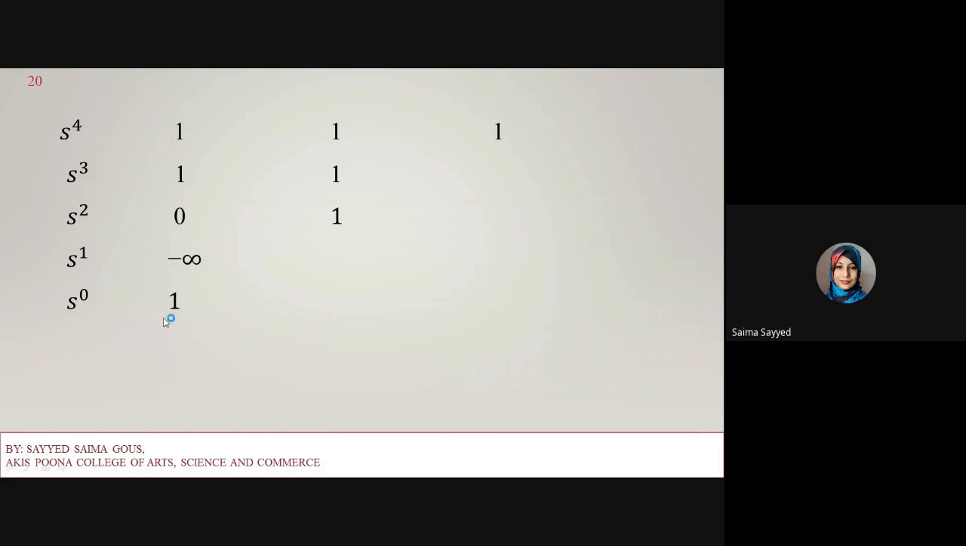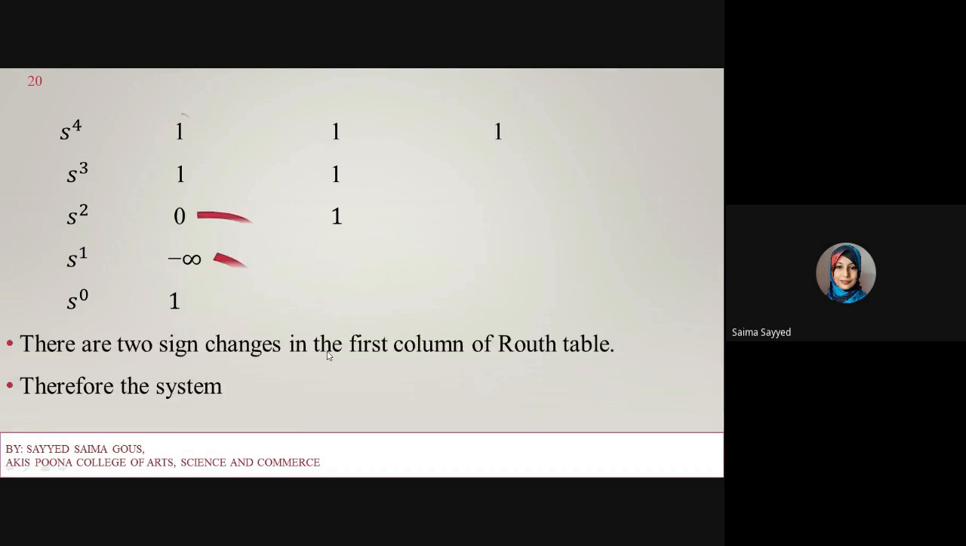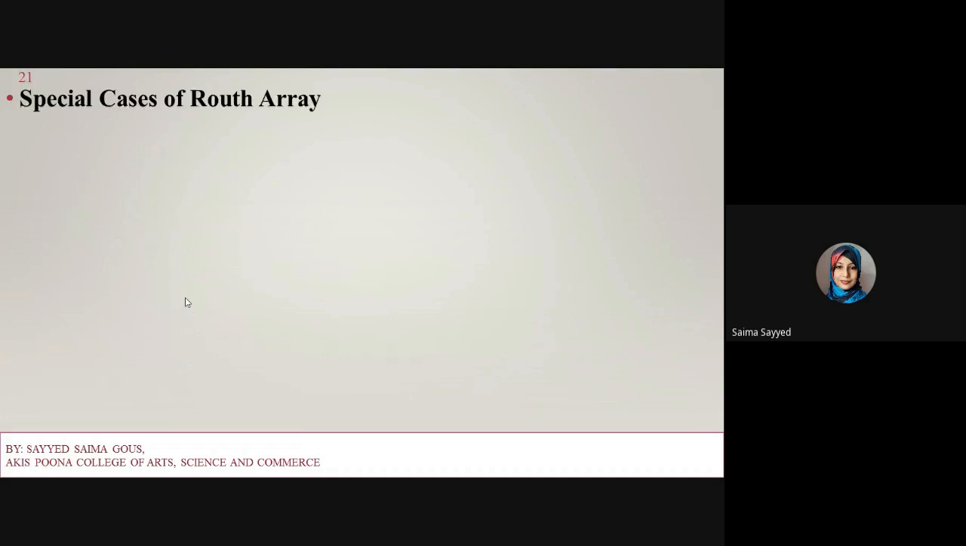First column of Routh array will be 1, 1, 0, minus infinity, and 1. So here in this first column there are two sign changes, therefore the system is said to be unstable. Two sign changes means from positive 0 to negative infinity and from negative to positive. So there are two sign changes in the first column of the Routh table, so this system is an unstable system.